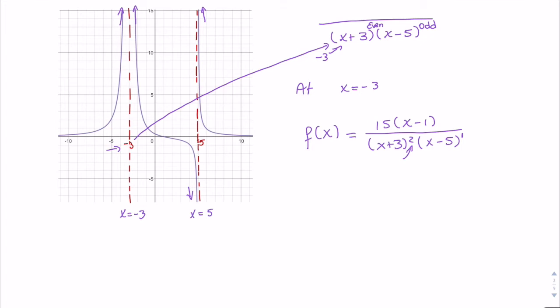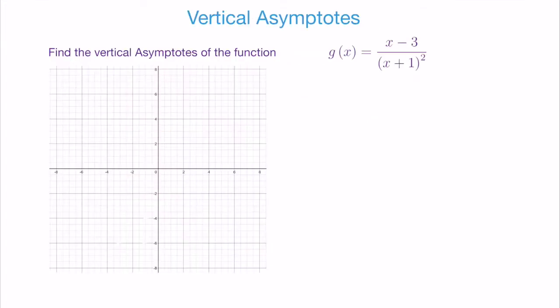Okay, let's look at the next example. Let's look for vertical asymptotes of this function. What's the domain of G?